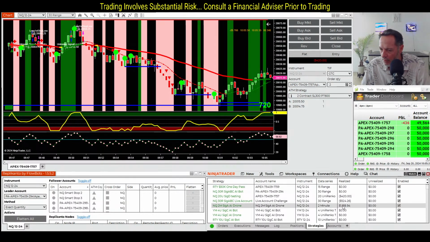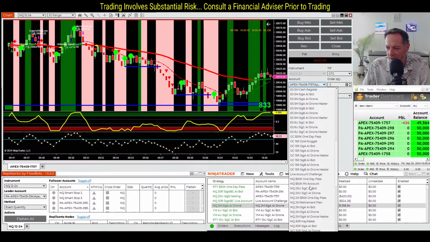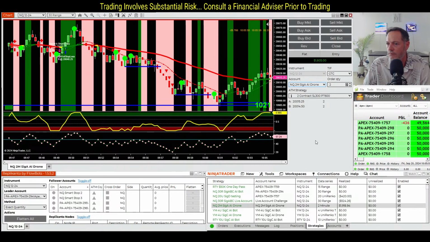Order filled. So this NQ 2-minute, boy, it ran up the score so far this morning. Let's take a quick look at this one, and we're going to put an account on it after we take a look at it. I'm going to take a look at the trades. They might have been overnight or something. This one is running 24 hours like I mentioned. So I can tell where the trades were by the markers on the chart.